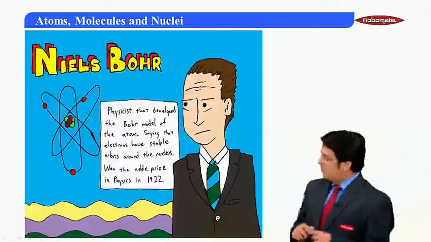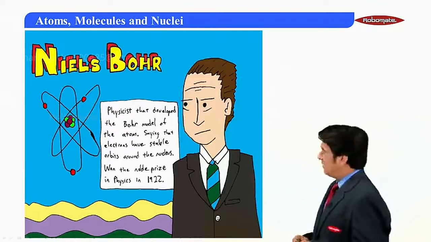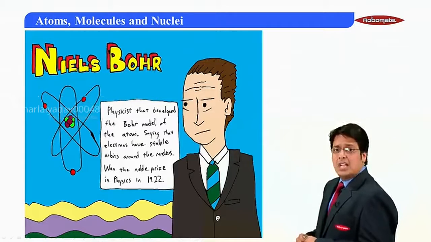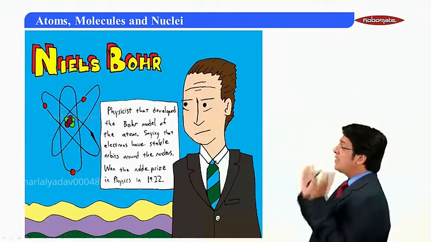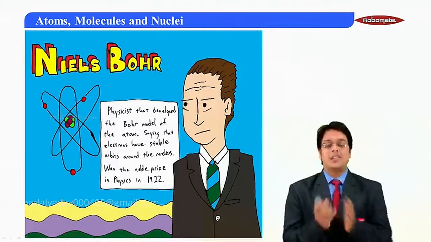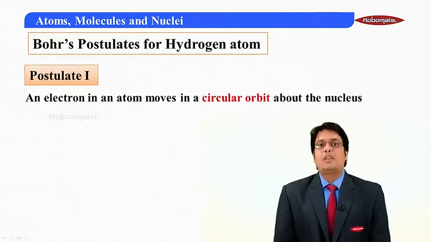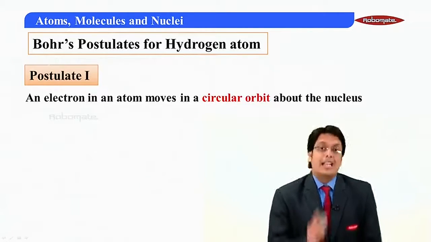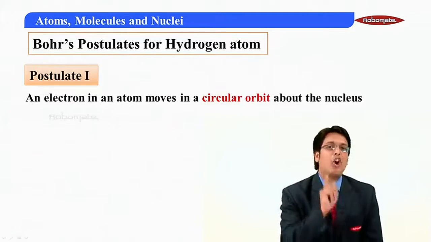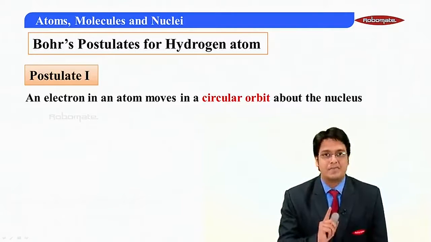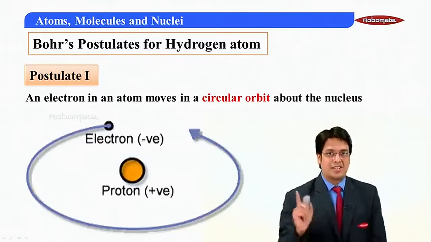So let's have a look at Niels Bohr and his accomplishment. He was a physicist who developed the Bohr model. And in that year he also received a Nobel Prize. Well done, Niels Bohr. Let me tell you something about you. You gave postulate number 1. He told, an electron in an atom moves in a circular orbit about the nucleus. Something like this.